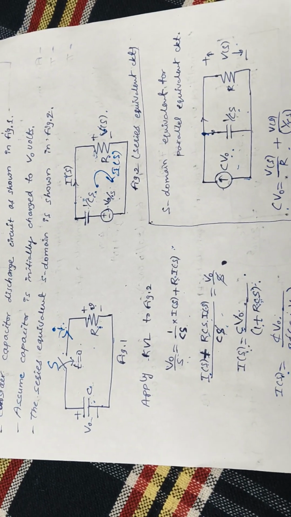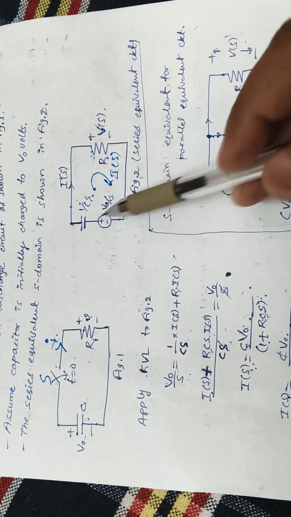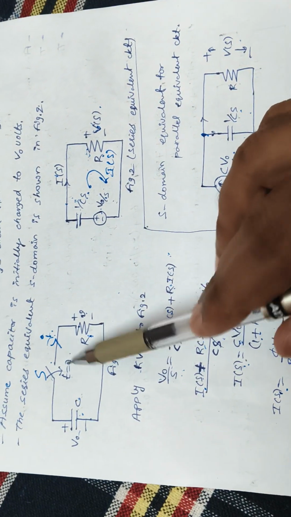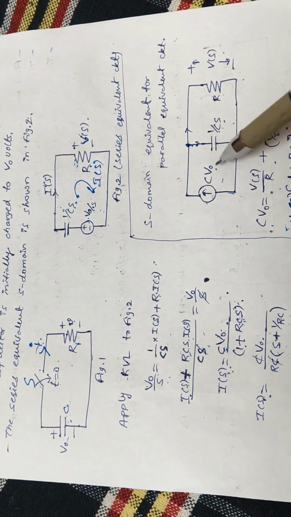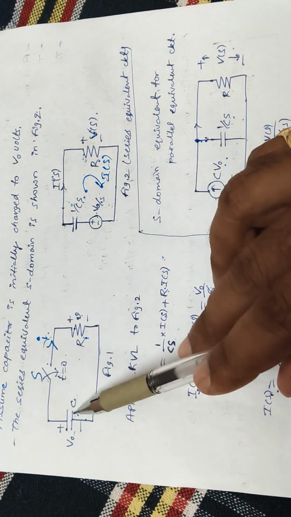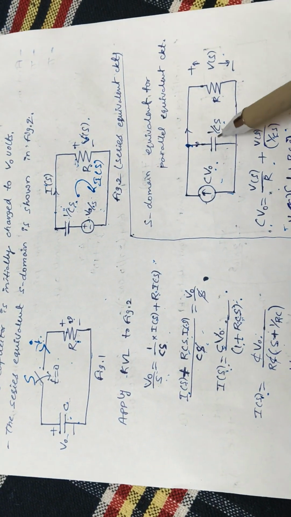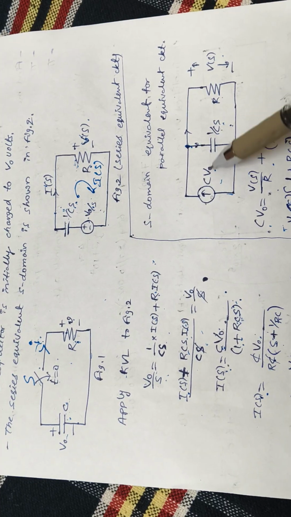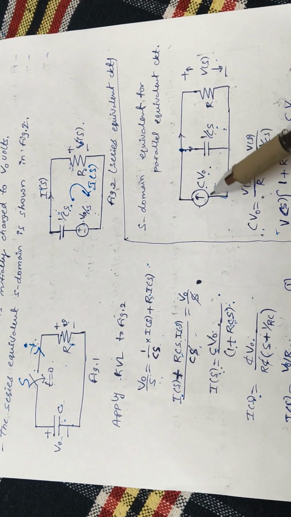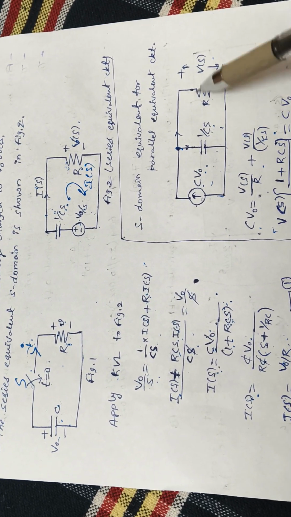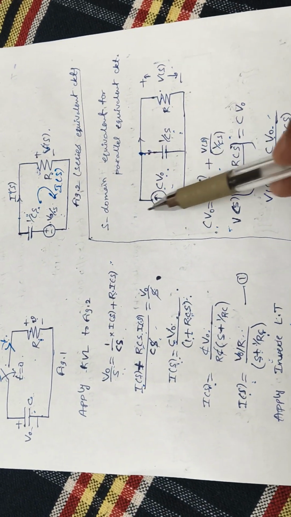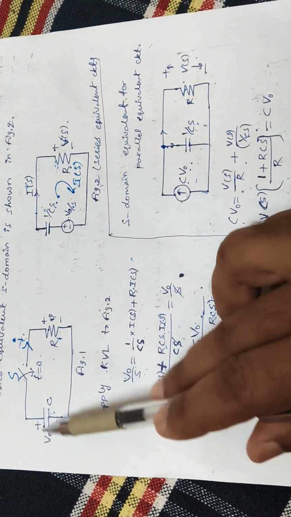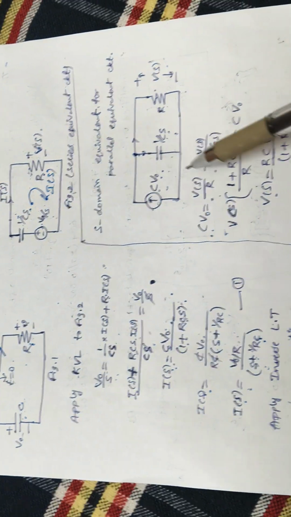The same circuit can also be replaced with the parallel representation. This is the S domain equivalent for the parallel representation of the capacitance. Capacitance C will become 1 by Cs. For the parallel representation, an independent current source of C V0 is connected in parallel. The resistor stays as it is. We have already seen how to represent the capacitance in the S domain in the previous class. You can go through that.